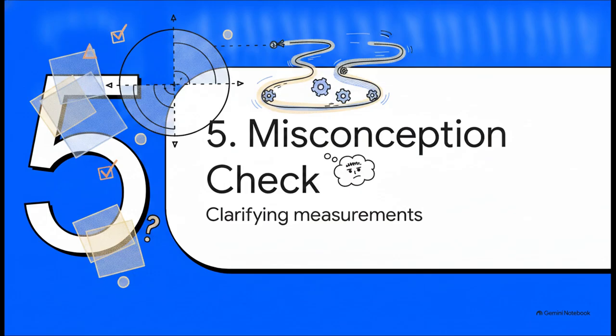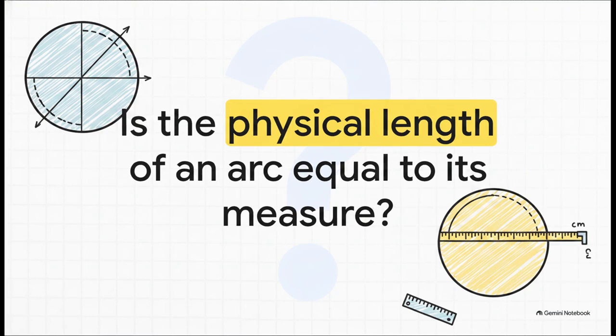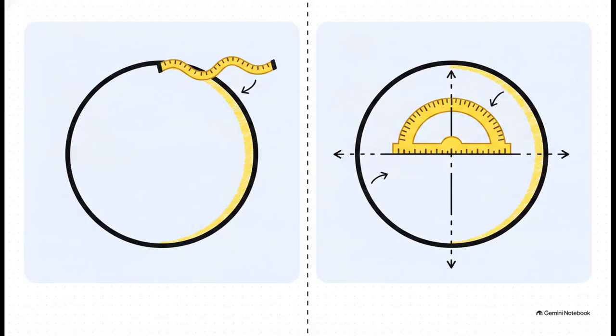Section 5, Misconception Check, Arc Measures. Let's clarify these measurements. It is incredibly easy to mix these up, so I want you to really ask yourself, does finding the arc length mean you are finding the arc measure? If a problem asks you for the measure of an arc, can you just give them the answer in centimeters? The strict answer is no.